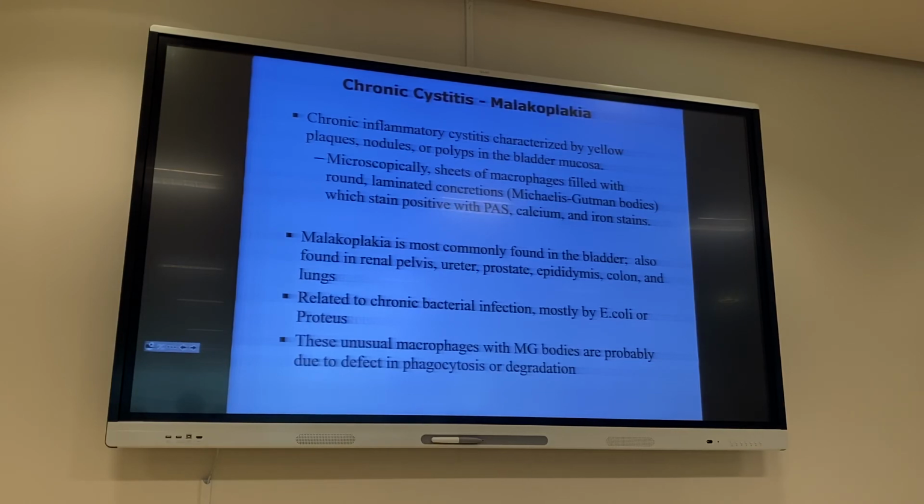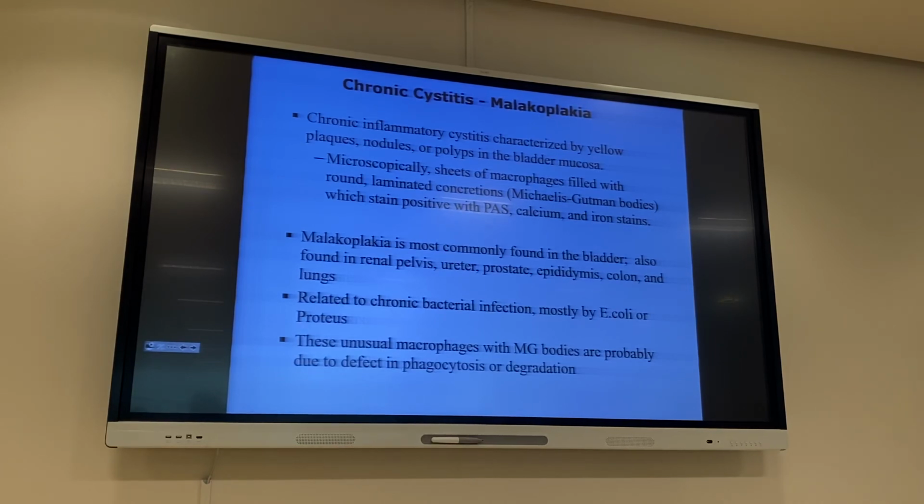It could be found in the GI. It could be found in the kidneys. It could be found actually in the lungs. The defect of this condition is with either phagocytosis or with digestion of the phagocytosed organisms.